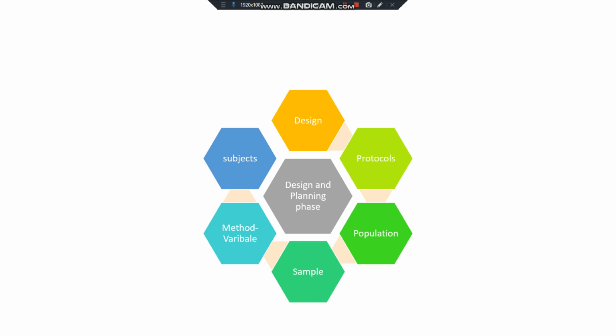Next is phase 2, the design and planning phase. First one, research design. Next one, developing protocol for the intervention. Third one, identifying the population. Next one, designing the sampling plan. Next one, method to measure variables.